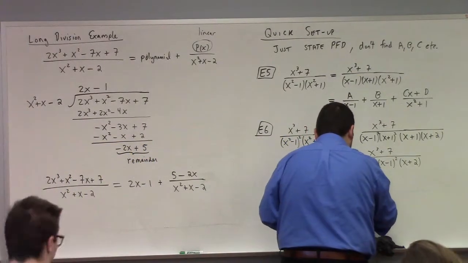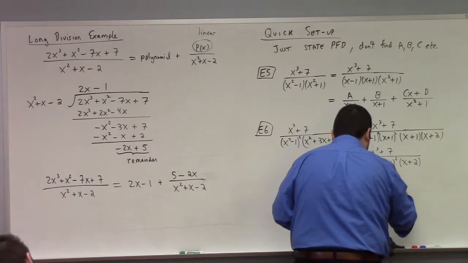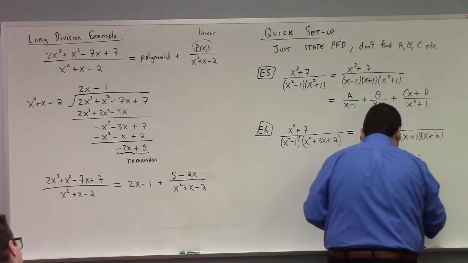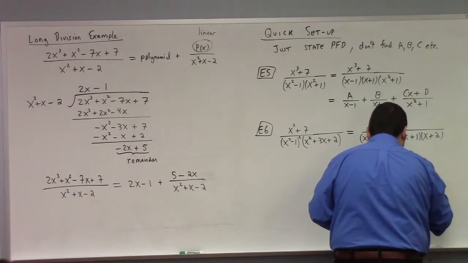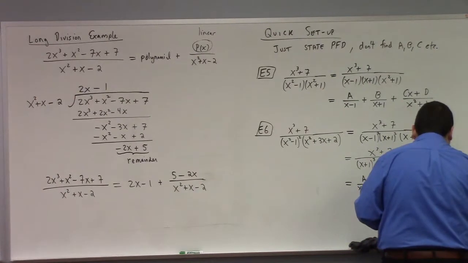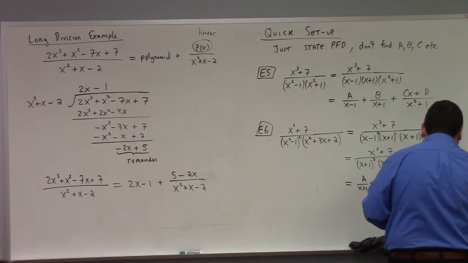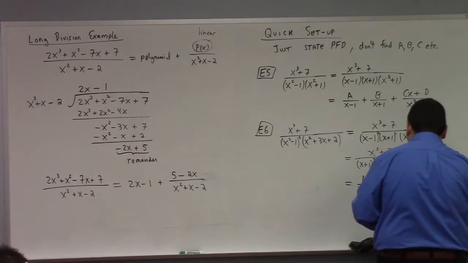That's A over x plus 1 plus B over x plus 1 squared plus C over x plus 1 cubed plus D over x minus 1 plus E over x minus 1 squared plus F over x plus 2. And that would be the answer to this problem.